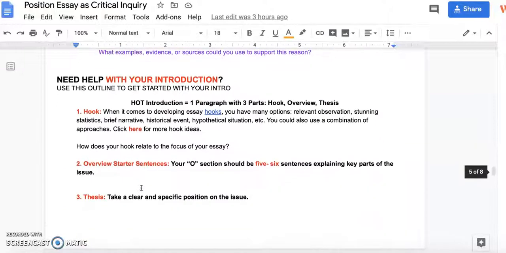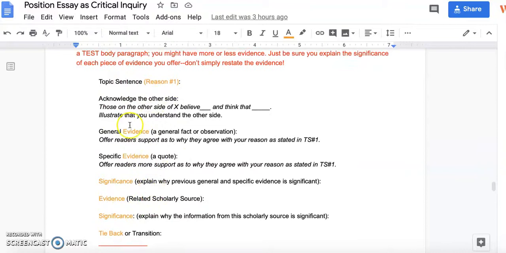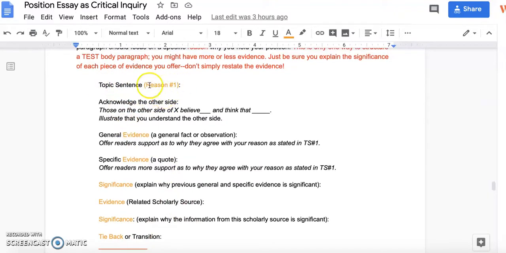If you go down to the writing tools for this essay, I've given you a template for a body paragraph. You can, of course, modify this template, but in this template, I've said, put your reason out there, so one of your topic sentence ideas, whatever that reason is. And then at the beginning of that paragraph, spend some time acknowledging what the other side thinks about that reason. You could use some of these sentence stems here. So those on the other side of X believe this, and they think that, blah, blah, blah. And then spend a couple of sentences showing that you know where they're coming from. And then you can support your position in the rest of the paragraph.